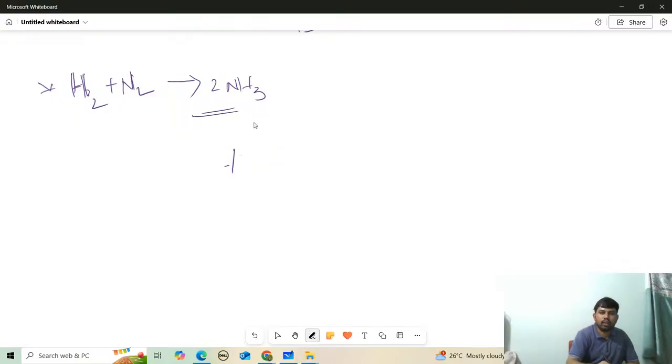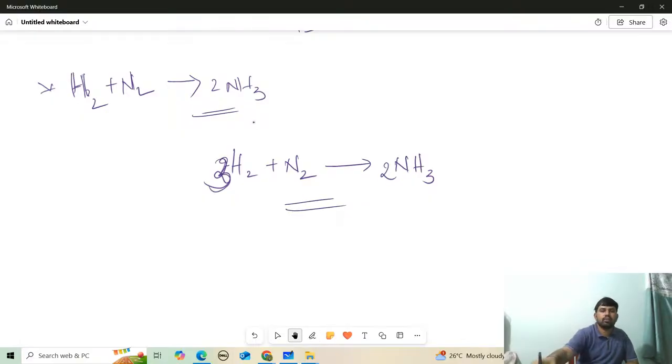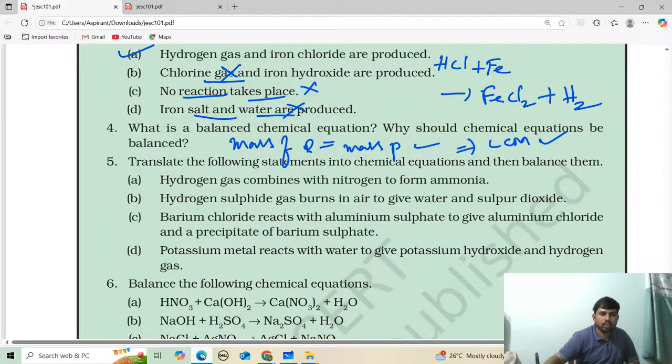I am writing again. H2 plus N2 gives rise to NH3. We balance: three hydrogens, two are there. Should multiply with two here. So not two, you can write multiply with three here. So balancing right here, two is balanced now. It is a balanced chemical equation. Now, next question. What is the next question, sir?